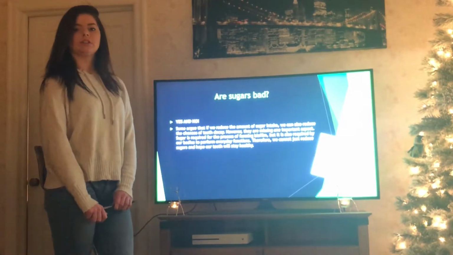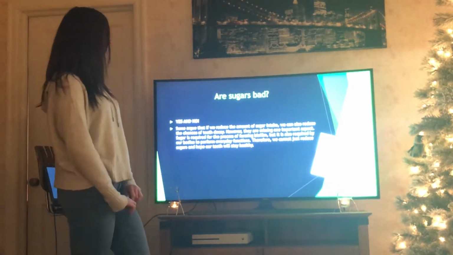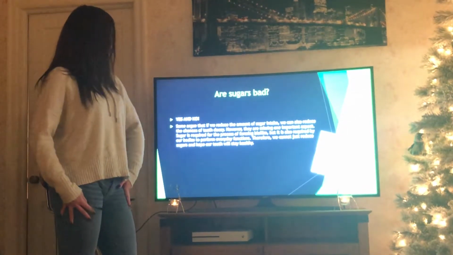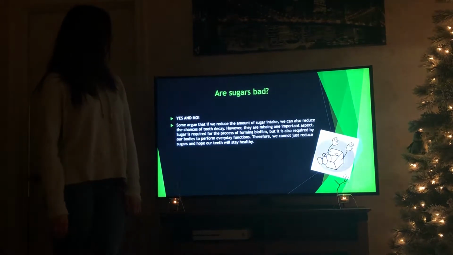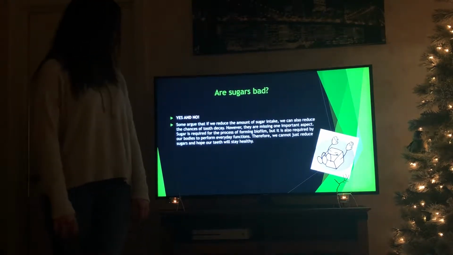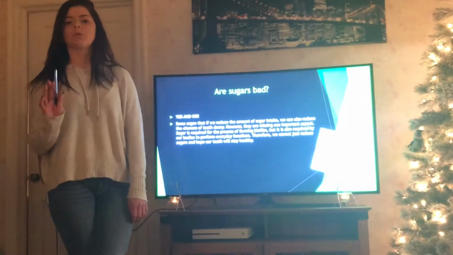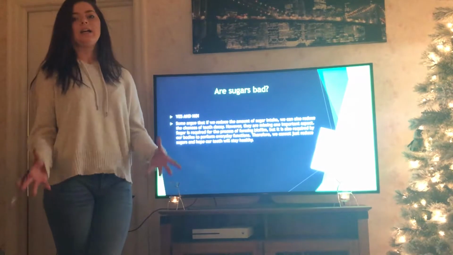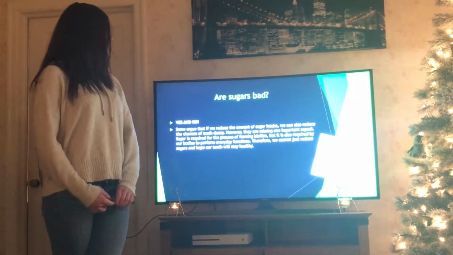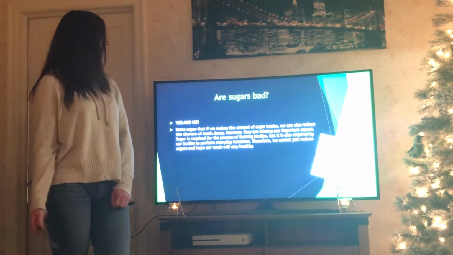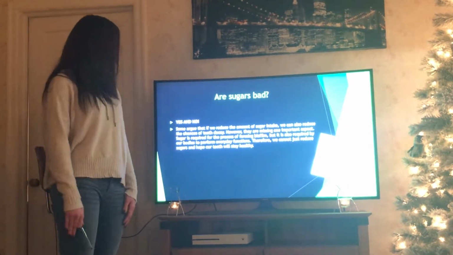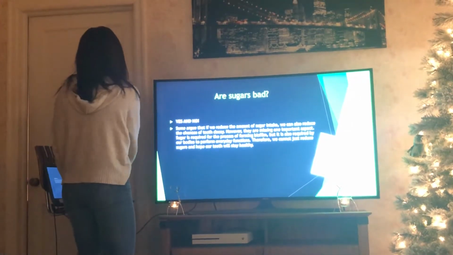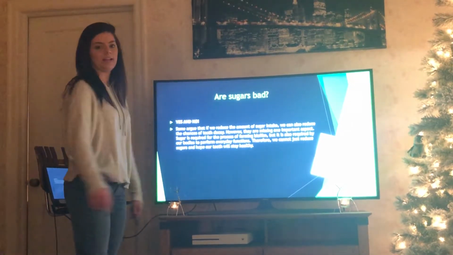I mentioned earlier that sugars played a big role in this. Are sugars bad? Well, yes and no. Some argue that if we reduce the amount of sugar intake, we can also reduce the chances of tooth decay. However, they're missing one important aspect. Sugar is required for the process of forming biofilm, but it is also required by our bodies to perform everyday functions. So therefore, we cannot just reduce sugars and hope that our teeth will stay healthy. So it's a necessary evil, if you will.